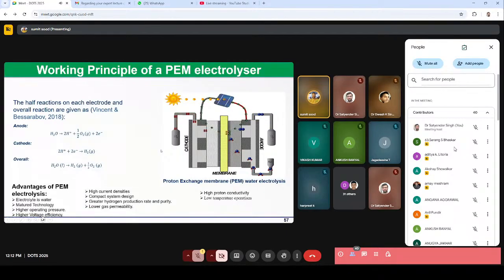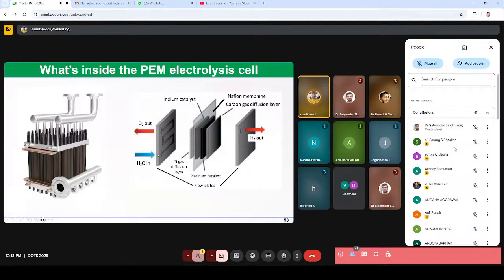These are the half reactions. And just to show you what this proton exchange electrolysis cell looks like, on the left hand side is the stack, and each stack has a number of these electrolysis cells stacked together. And this is the exploded view of the electrolysis stack. Inside there is a membrane called the Nafion membrane, and on this membrane the electrodes are printed. And then there are certain other parts.